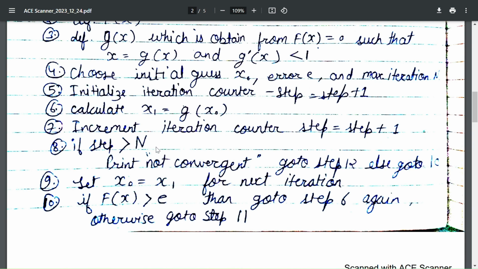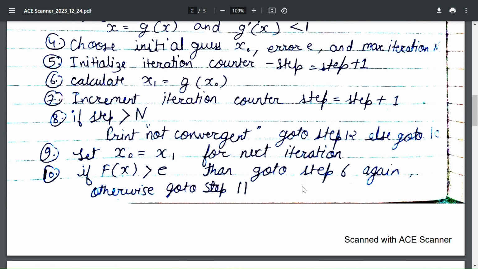If step is greater than n, then we will print that it is not convergent and we will move to step number 12. Else, we will move to step number 10. Then in step number 9, we will initialize x0 equals to x1 for the next iteration.